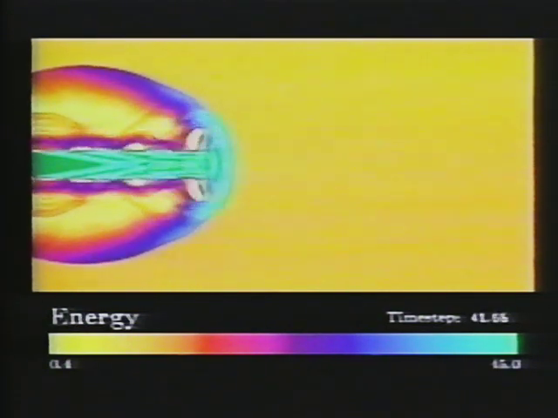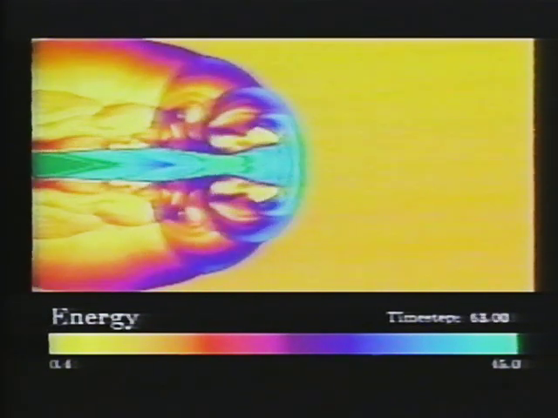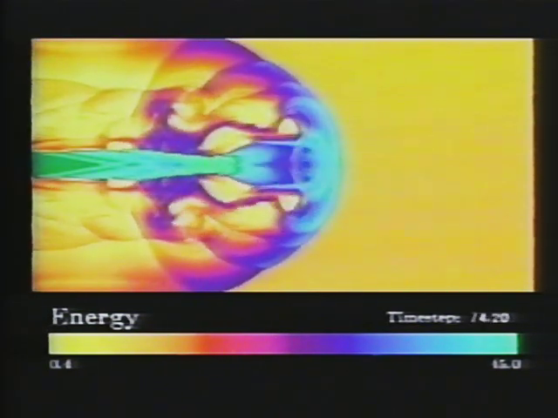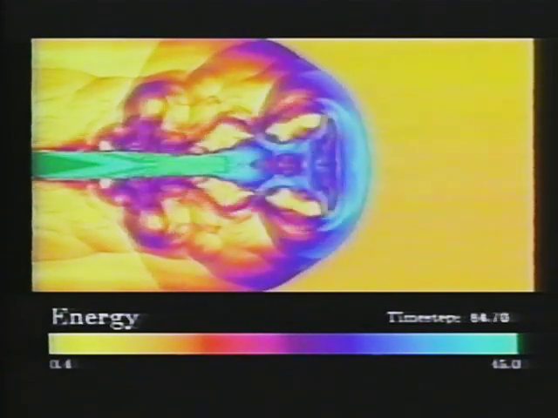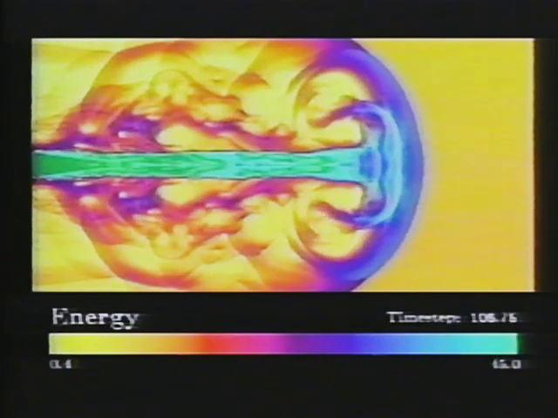We're watching the evolution of a cosmic jet as modeled by a group of scientists using the Cray YMP 8864 at the San Diego Supercomputer Center. In all of these images, the jet is a thin streamer in the middle of the picture. All around it is the backflow or cocoon from the jet's leading edge shockwave.